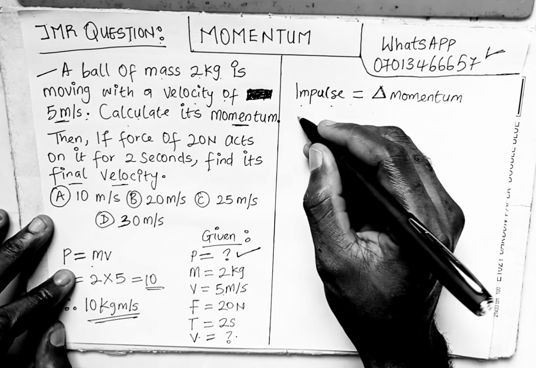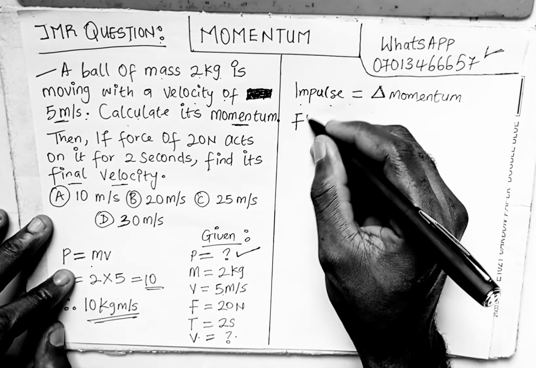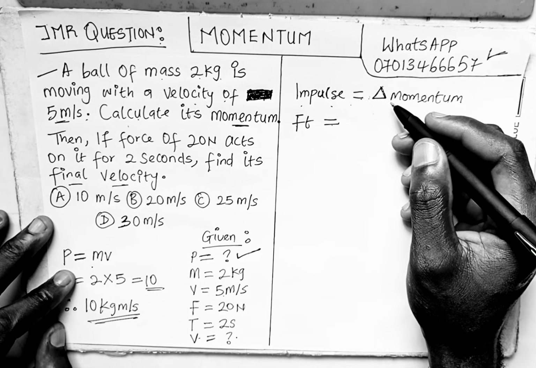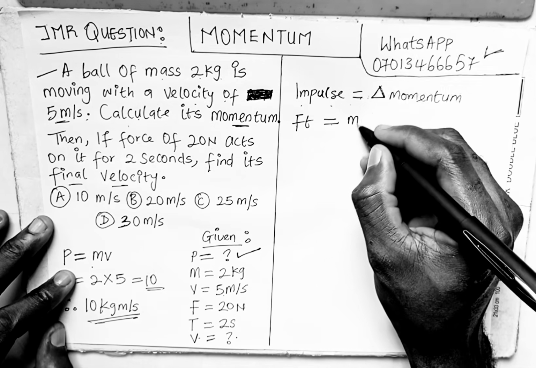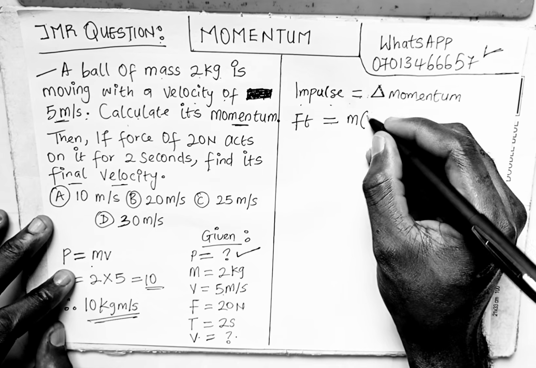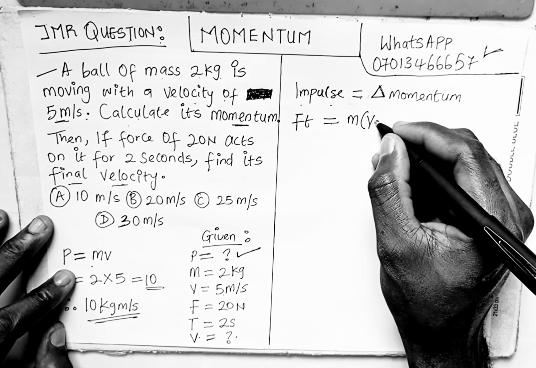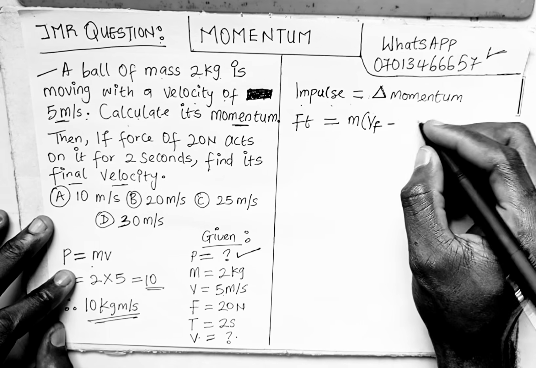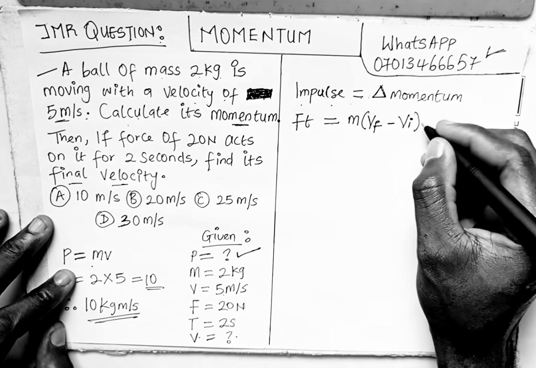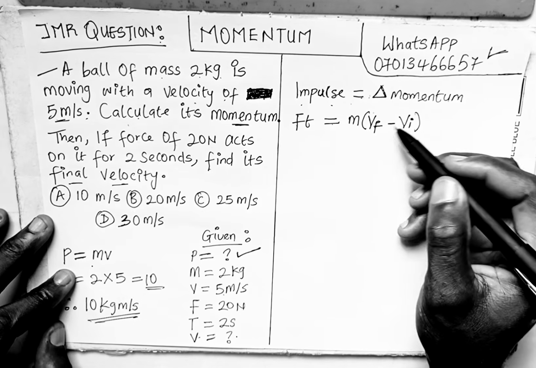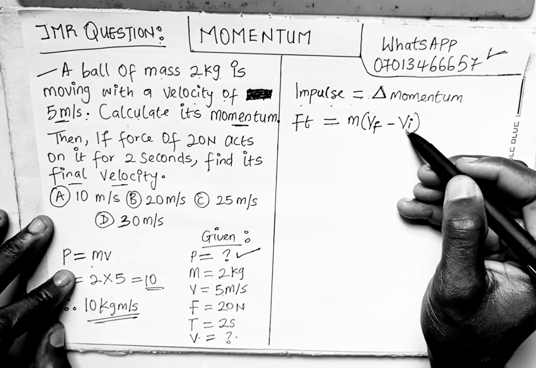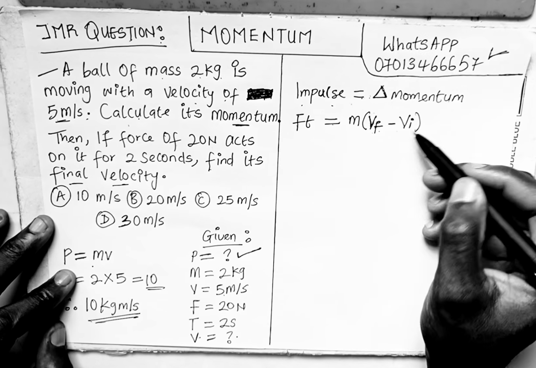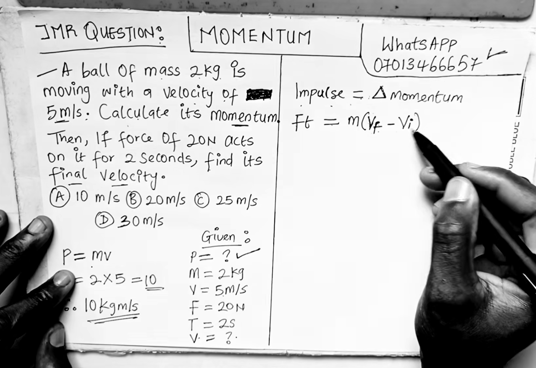The formula of impulse is what? Impulse is force times time, is equal to change in momentum. Change in momentum is m, which is the mass, bracket open, final velocity minus initial velocity, which is VI. Or you can put it V minus U. But the one that is most common in textbooks is VF minus VI. VF is final velocity, this F is for final, and this I is for initial.